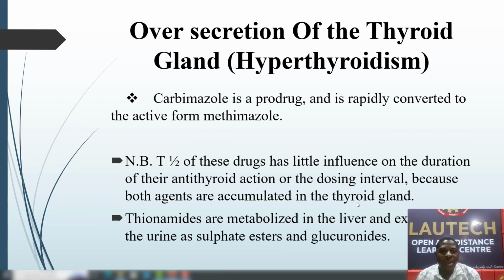Now, we want to talk about carbimazole. Carbimazole is a prodrug and it is rapidly converted to the active form, methimazole. Note, the half-life of these drugs has little influence on the duration of their antithyroid action or the dosing interval because both agents are accumulated in the thyroid gland. Thionamides are metabolized in the liver and excreted in the urine as sulfate ester and glucuronides.